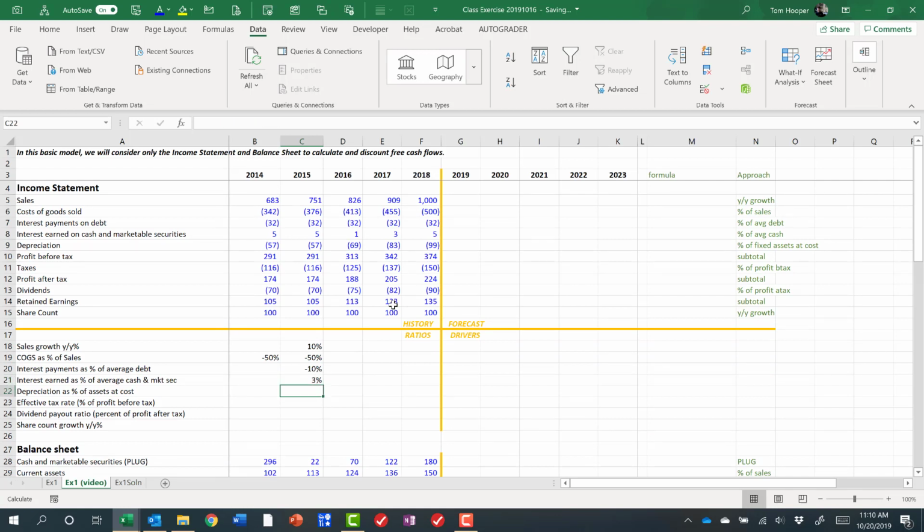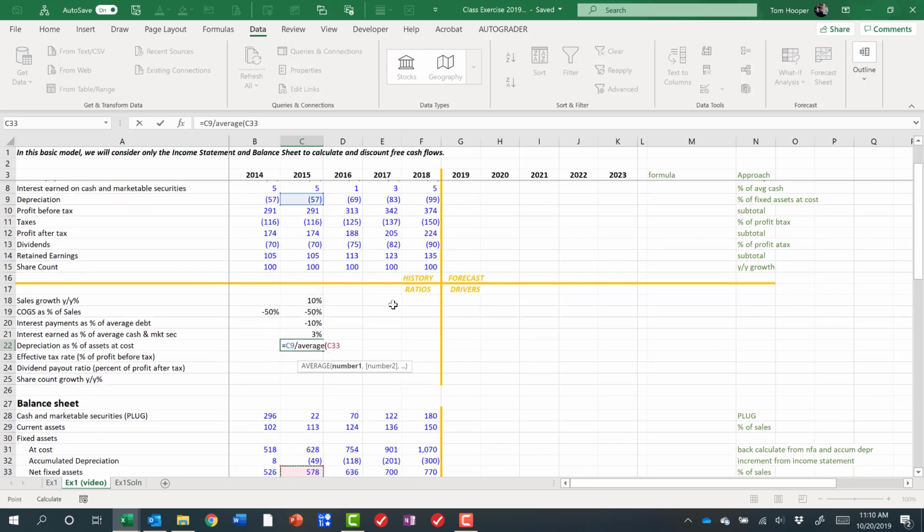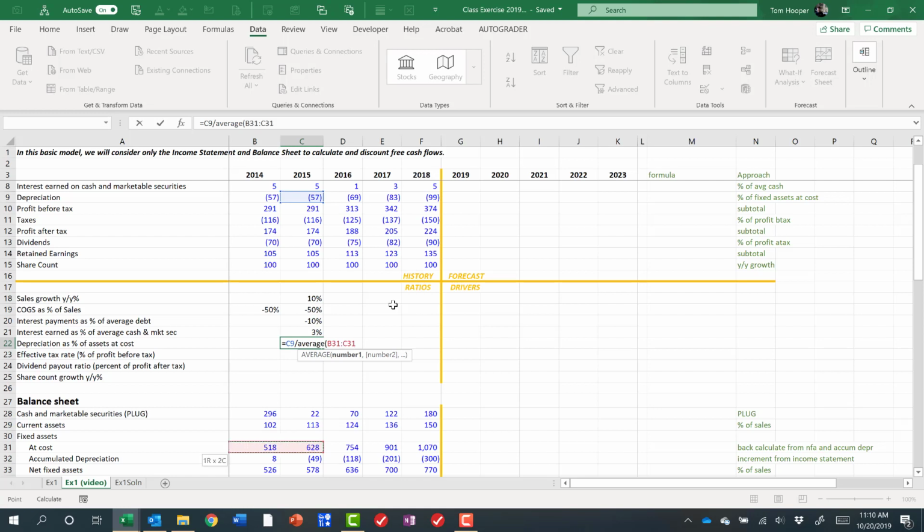Depreciation as a percentage of assets at cost, we're just told how to do that. So again, we'll take the depreciation, divide by the average assets at cost. Every problem might not say to use assets at cost. You might think, I think it's more logical to use the net fixed assets because that's what remains to be depreciated. But there's an argument to be made for either one. We don't care about either argument really. We'll just do what the problem suggests in this case.